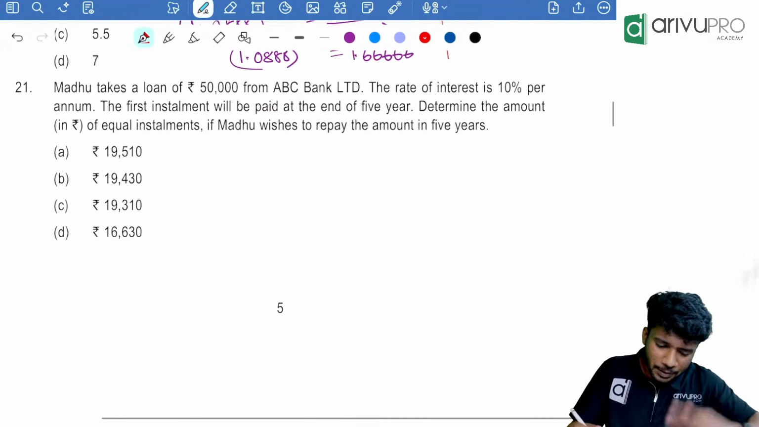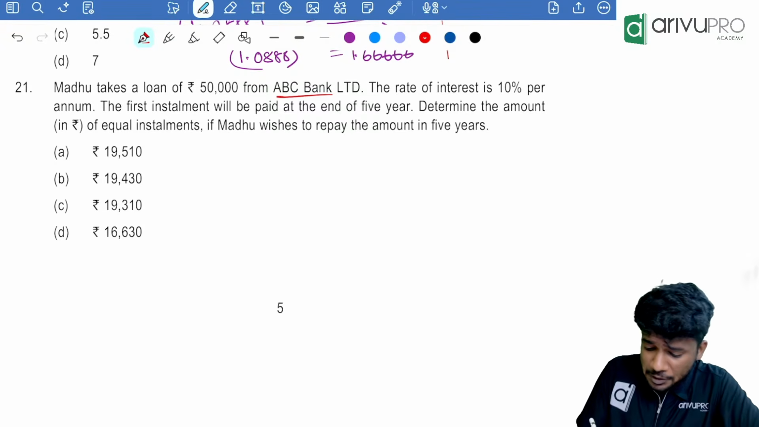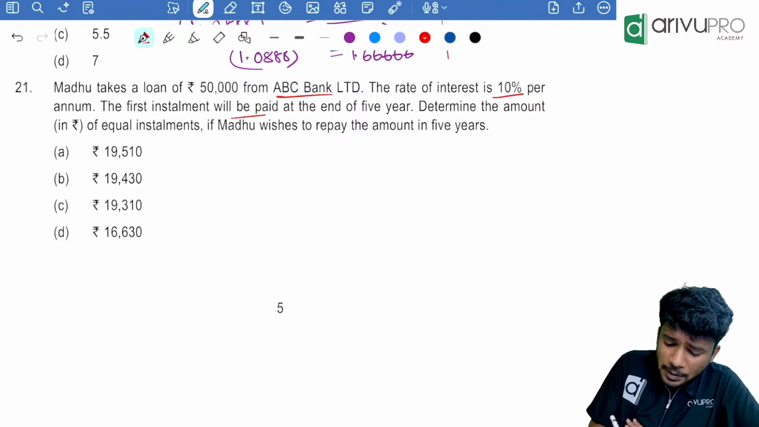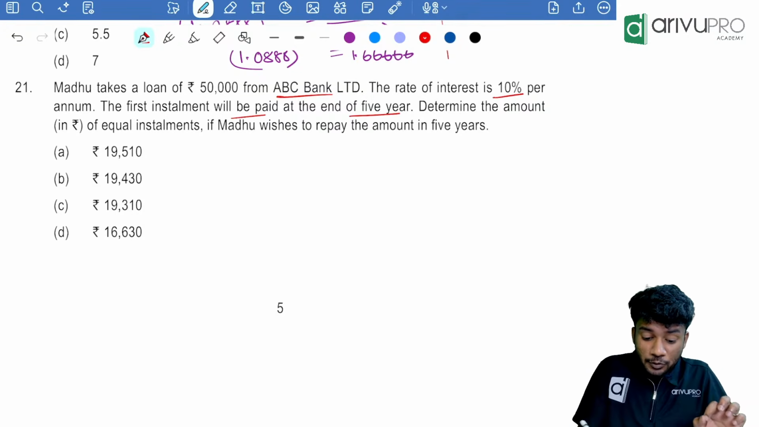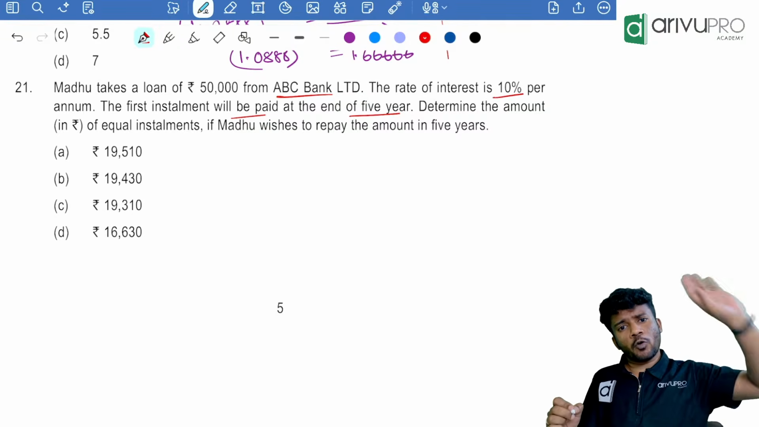Now very good question, people. Madhu takes a loan of 50,000 from ABC Limited. The rate of interest is 10% per annum. The first installment is to be paid at the end of 5 years. Okay, what is going to happen to Madhu? So for example, I am Madhu. What I am doing is I am taking a loan. I want to buy one iPhone.